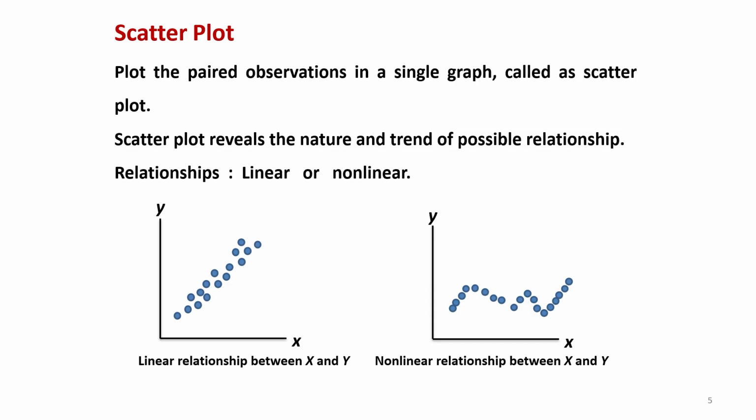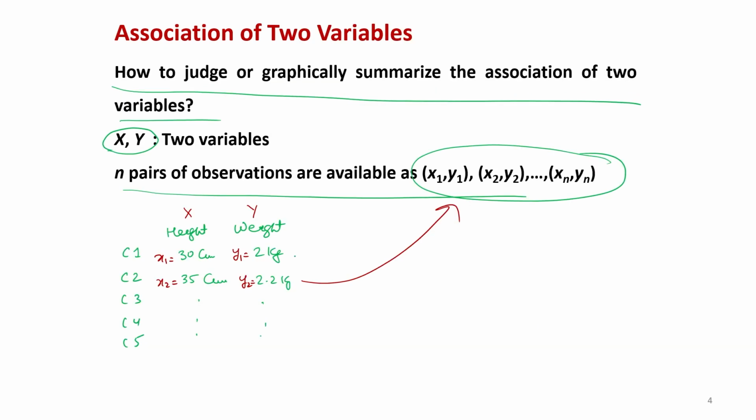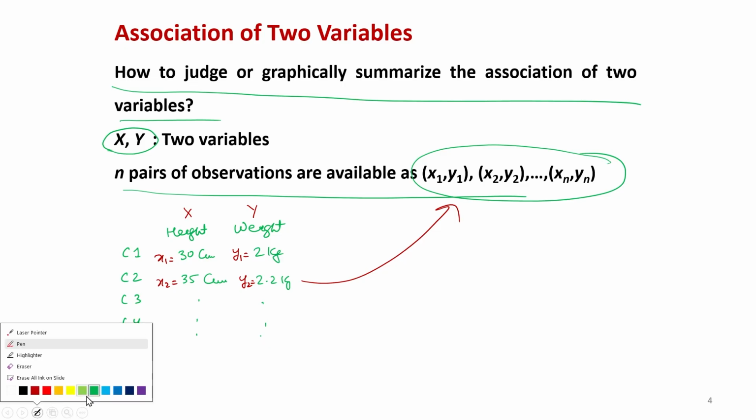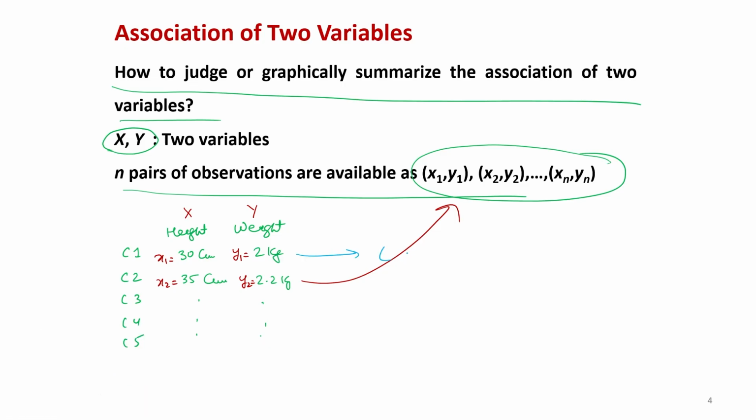Now, the first thing is, how do you get the information, or how do you read the graphics? That is very important. One of the simplest graphs is the scatter plot. We plot the paired observations in a single graph, and this is called a scatter plot. What do we mean by paired observations? Suppose you take the first child and write down the height of the first child and the weight of the first child.